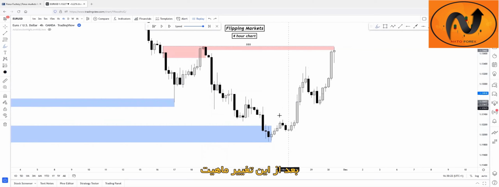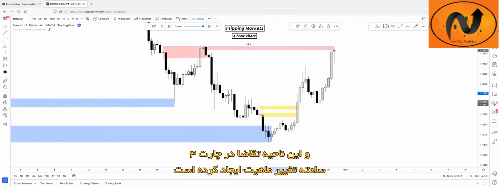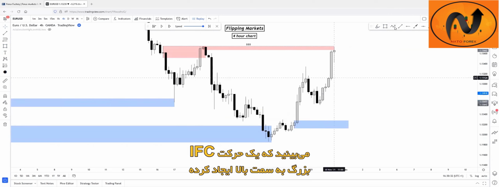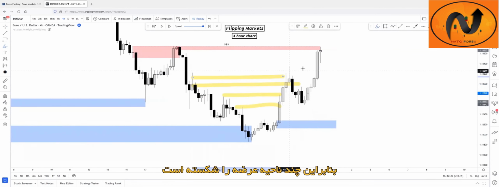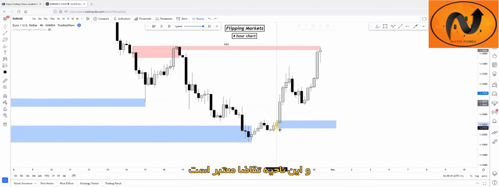After this price change character, this was the last supply zone right here. And this demand zone right here changed character on the 4-hour chart, as you can see. It caused a huge inefficient push to the upside, change of character here, here, here. So basically change of character everywhere. So this will be a valid demand zone.